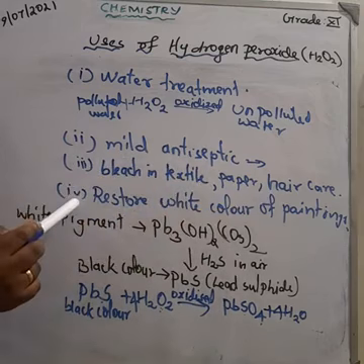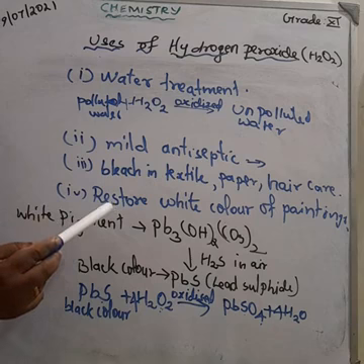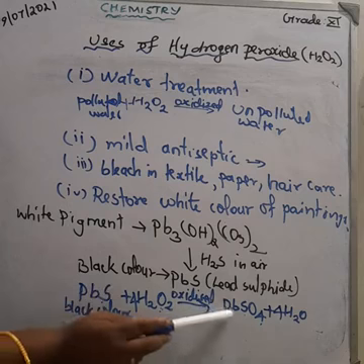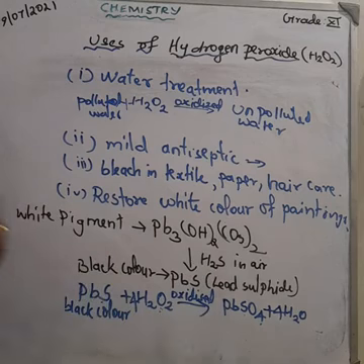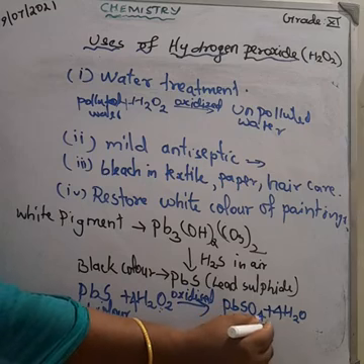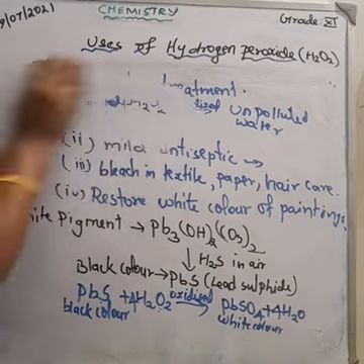And what is the fourth use? It is used to oxidize black lead sulfide to white lead sulfate, which we are going to study. Now, the structure of hydrogen peroxide. What is the formula for hydrogen peroxide? You know, H2O2.